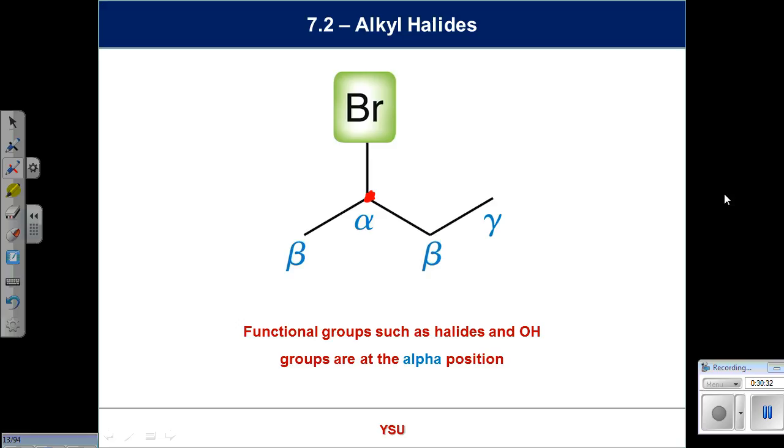And so if we just label this sensibly, that's a beta carbon, that's a beta carbon, that's a gamma, etc. down the chain. It's the alpha carbon that's delta plus. In chapter 7, it's all about the alpha carbon. In chapter 8, it's all about the alpha and the beta. So we're starting simple and we'll expand out. That's a definition that we should be okay with.